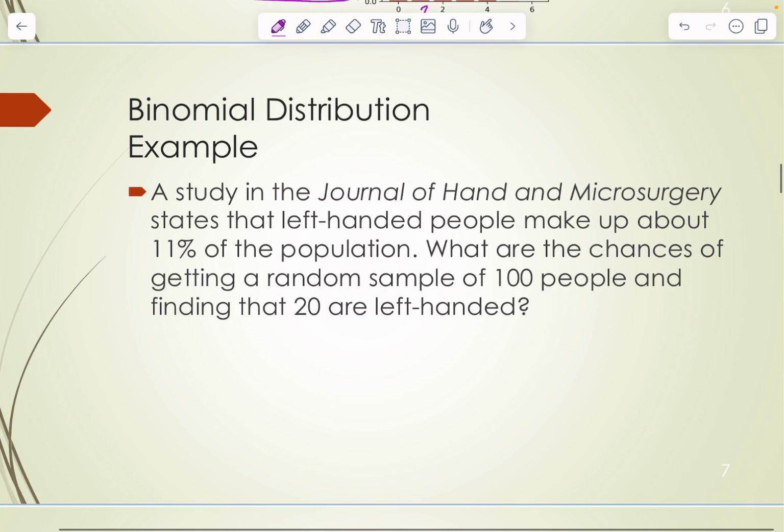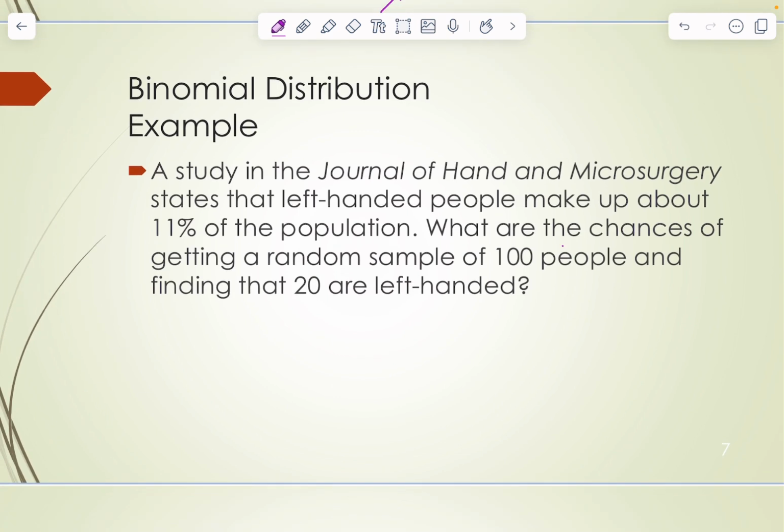Let's take a look at this example. A study in the Journal of Hand and Microsurgery states that left-handed people make up about 11% of the population. So left-handed, right-handed, binary, probably a binomial distribution problem. What are the chances of getting a random sample of 100 people and finding that 20 are left-handed?